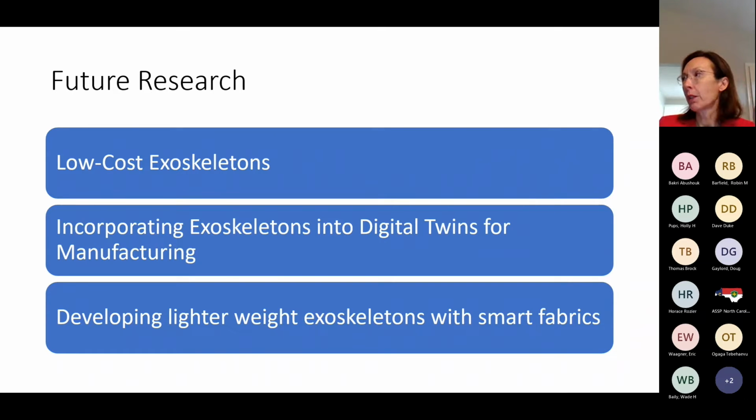I think some of my own work, and again, if anyone's interested in this, please reach out to me, is low cost exos, because I think the cost is high, and they can break. They usually give a 1-year warranty, so okay, that's $5K, then you're talking $5K a year for each employee. So I think it would be great to have some lower cost. I have a student right now working on incorporating exos into digital twins for manufacturing using Simio, just to have a better way of looking at how to cost justify this, and then maybe using smarter fabrics.